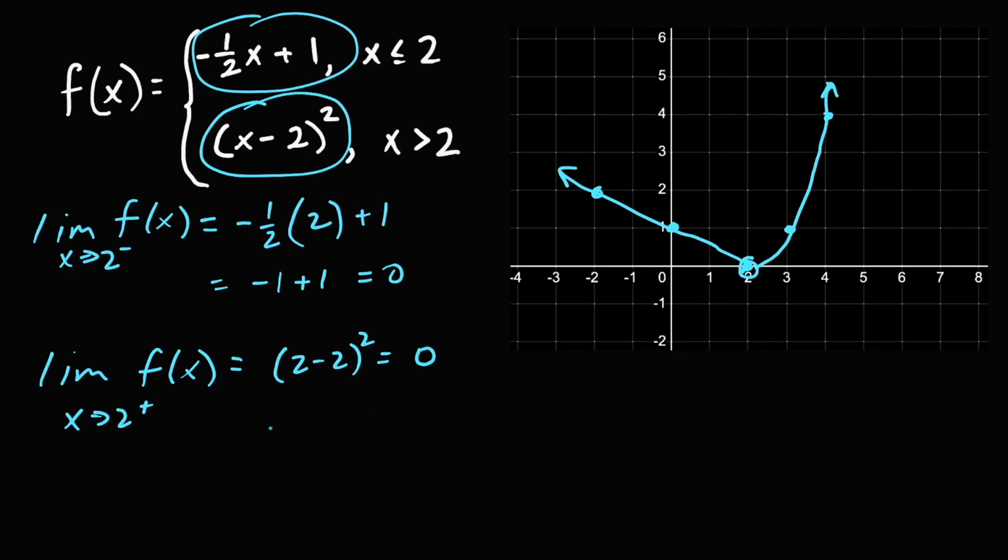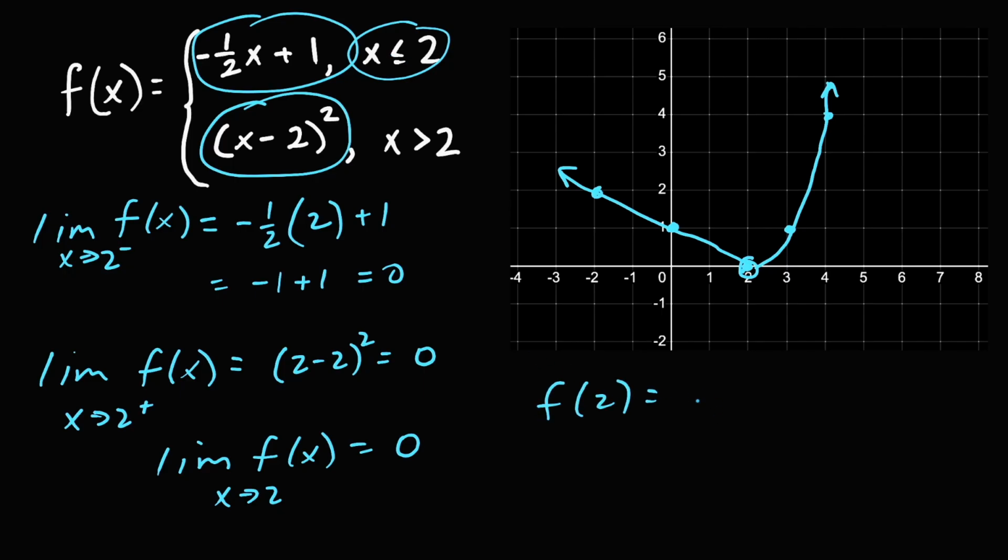So our limit exists. So we can now say the limit of our function as x approaches 2 is equal to 0. The second part of continuity, besides the limit existing, is the point existing. And you can see we can include 2. So f of 2 is equal to just the value we got from plugging it in.